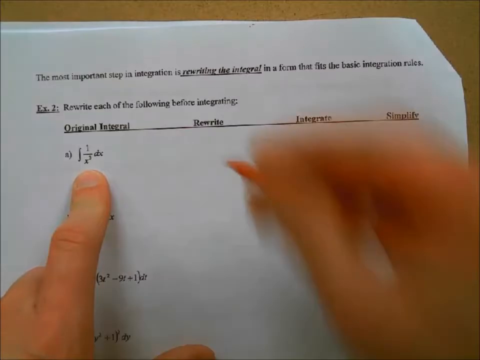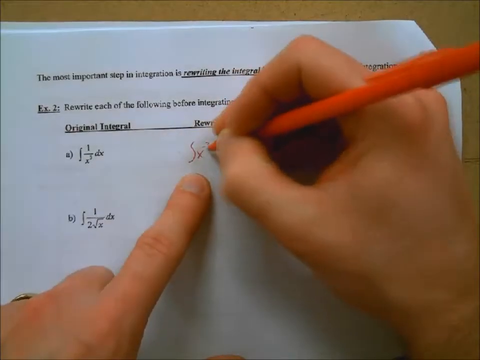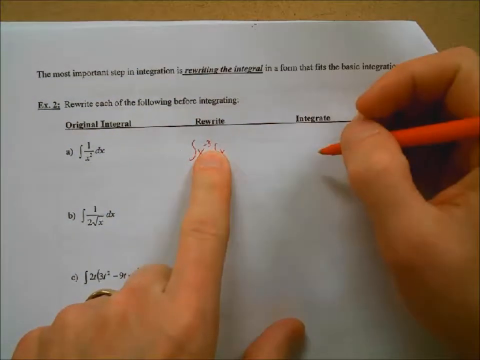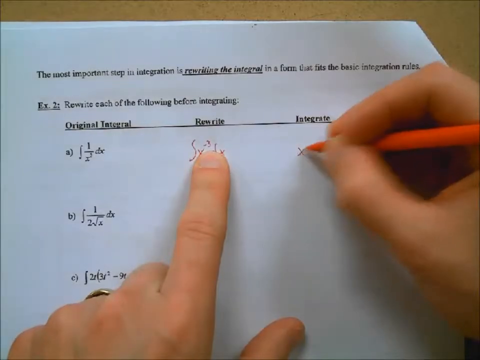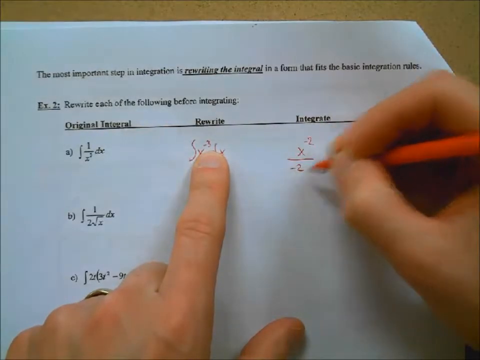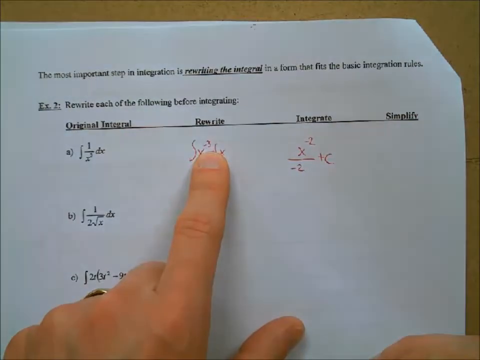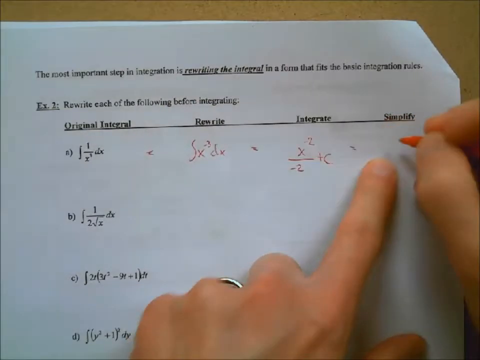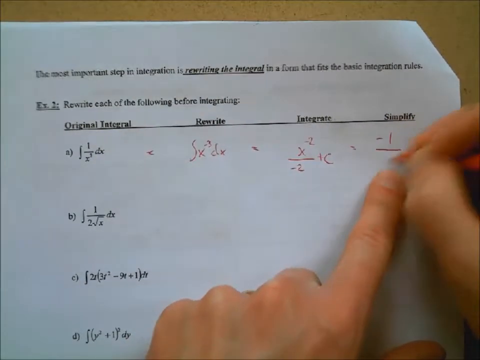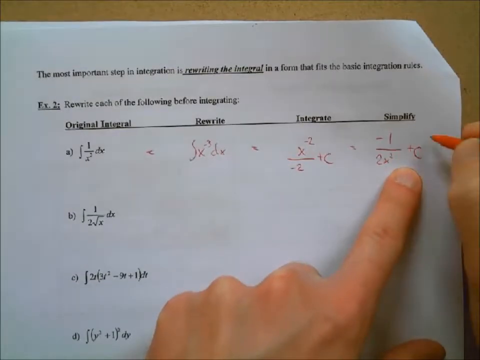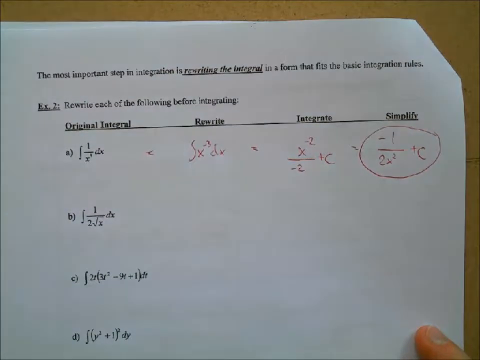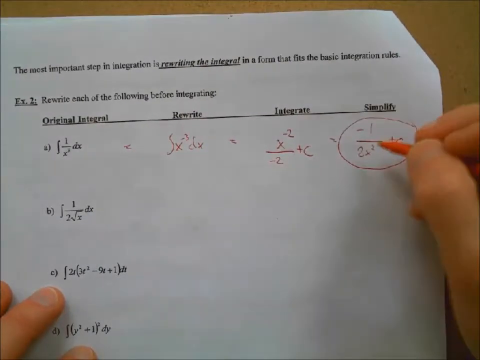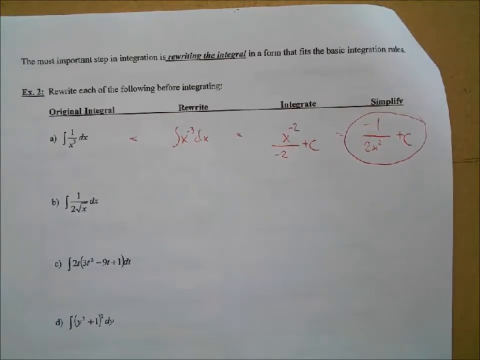x to the negative 3 dx. And then we use our power rule here, so we're going to add 1. So what's our new power going to be? x to the negative 2 over negative 2 then, right? Because we divide by the new power, plus c. And then I'm going to simplify that. So we have negative 1 over 2x squared plus c, like that. And there's our final answer. Or you could have 1 over negative 2x squared if you wanted to, plus c. Questions on any of that?